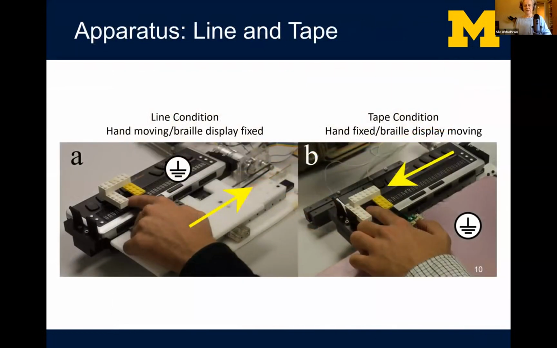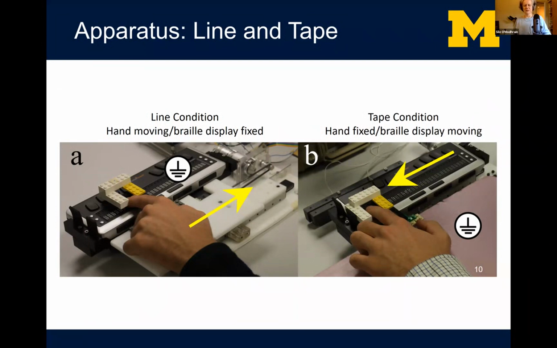And then these were the other two, what we call line and tape. So line was just a traditional refreshable Braille display line. So you moved your finger and the text didn't move. And the tape condition was where you had the sliding contact. So the line of Braille moved onto your finger, but you had no proprioceptive feedback. So we had these four things.